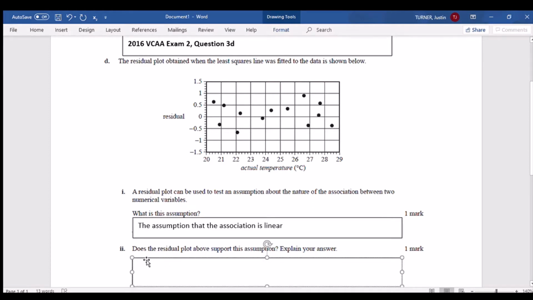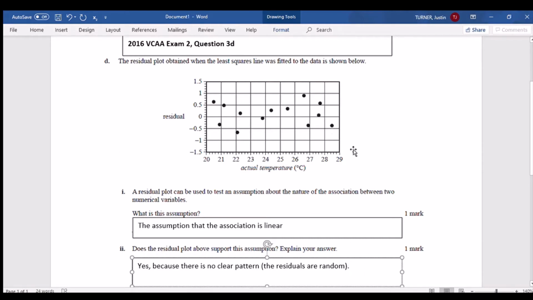Now, does this particular residual plot support this assumption? And let's explain the answer. Yes, it does, because there is no clear pattern. We could also say the residuals are random. So these are the two key pieces of information that we need to know.